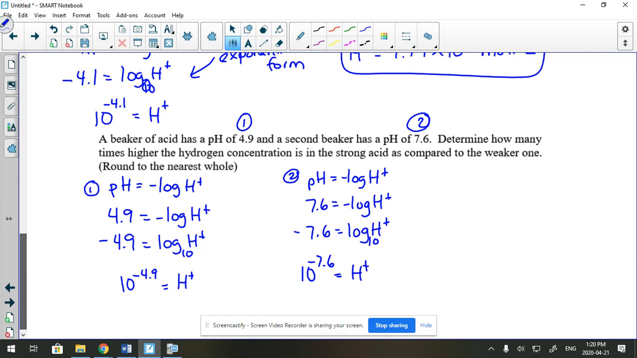Then the final question says, now I know how much hydrogen concentration I have in each substance, but now I want to know how many times higher the hydrogen concentration is. So if you're trying to figure out how many times bigger something is or higher something is, you're going to divide the two. So take the bigger number divided by the smaller number to compare them, and you'll see that this one here is 501 times stronger than this substance here.